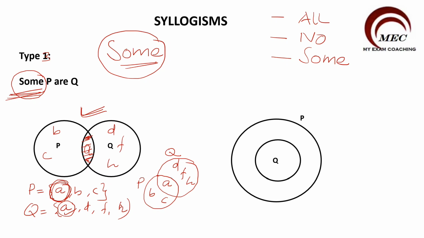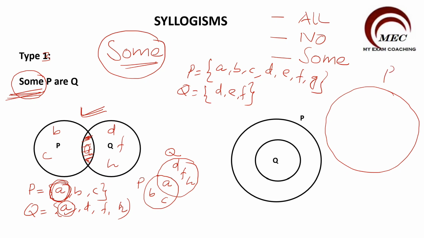Now, let me tell you, this can be done in some other way also. For example, let me take P is equal to A, B, C, D, E, F, G. That is the set P. And set Q is equal to D, E, and F. This is set Q. So P comes like this.